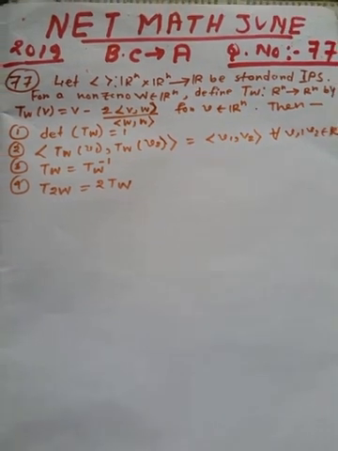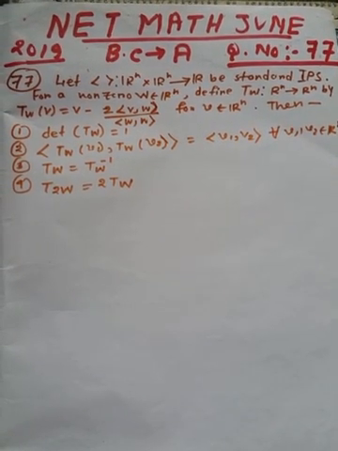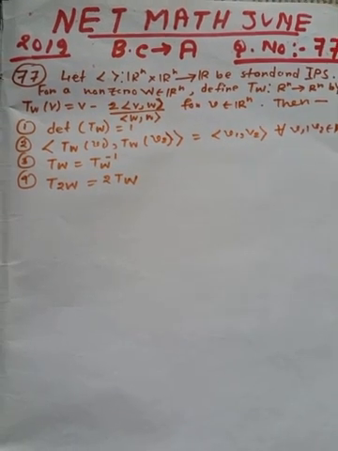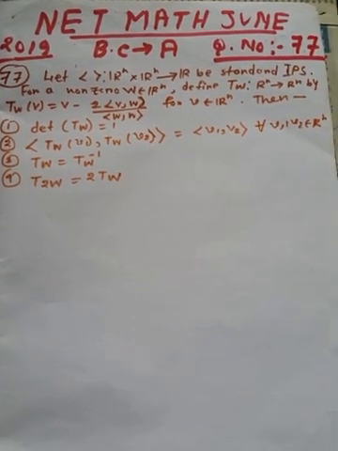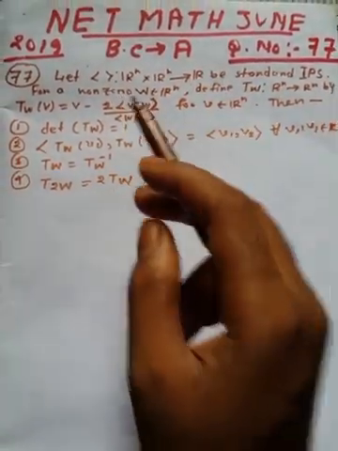Let code A, question number 77. Here the question is basically from linear algebra. The topic of this question is basically the inner product space. Let Rn cross Rn to R be a standard inner product space.